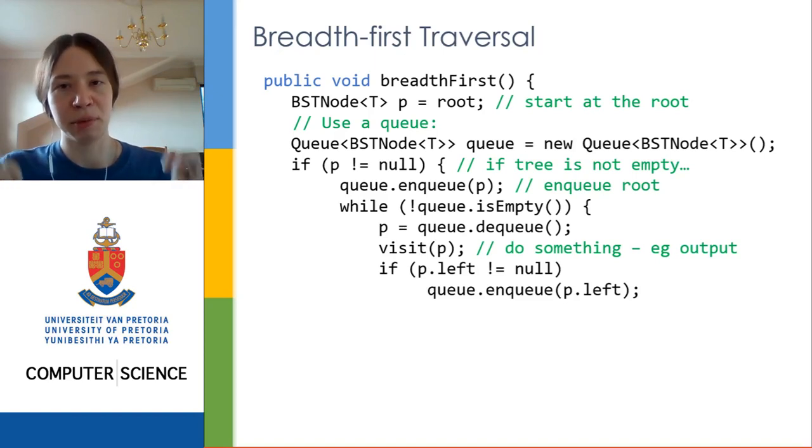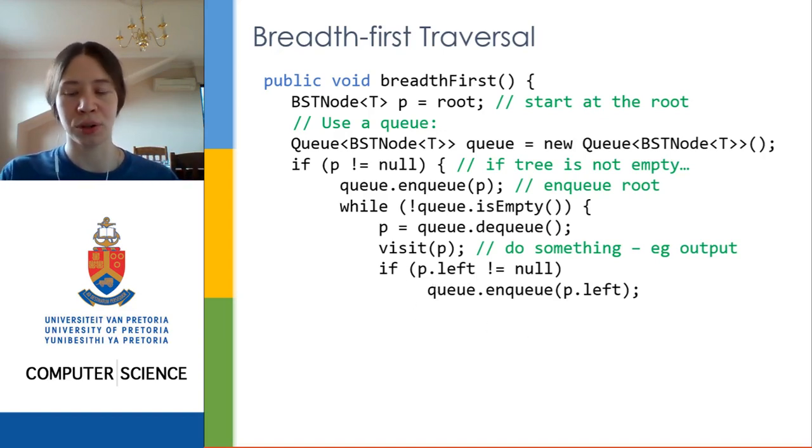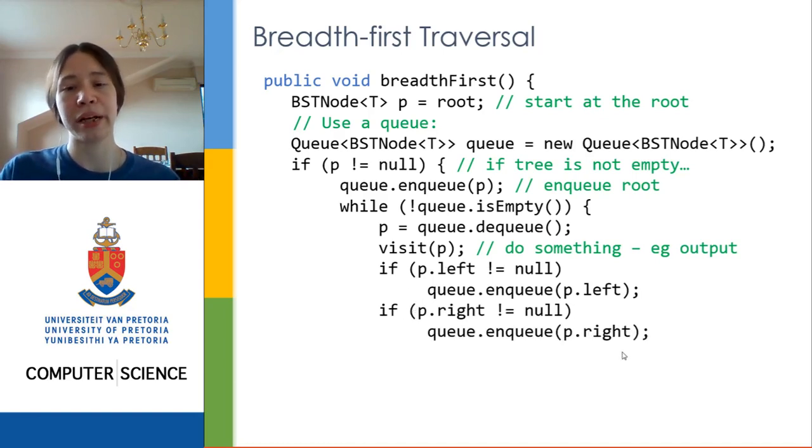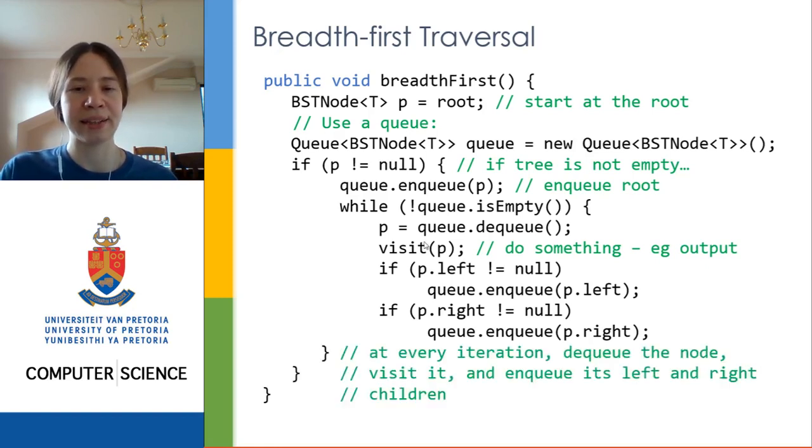Great, and after I've visited my node, so printed it to the screen, for example, then I'm going to say, okay, great, I've processed this node. Now I will check, does this node have children? If it has a left child, put that child on the queue. If it has a right child, put the right child on the queue as well. And that would end my while loop. And if I'm done with the children, I'll just go back and dequeue the next guy until the queue becomes empty. So essentially at every iteration, you dequeue whoever is currently in front, you visit that node, and then you enqueue his children before moving on to the next node on the queue.